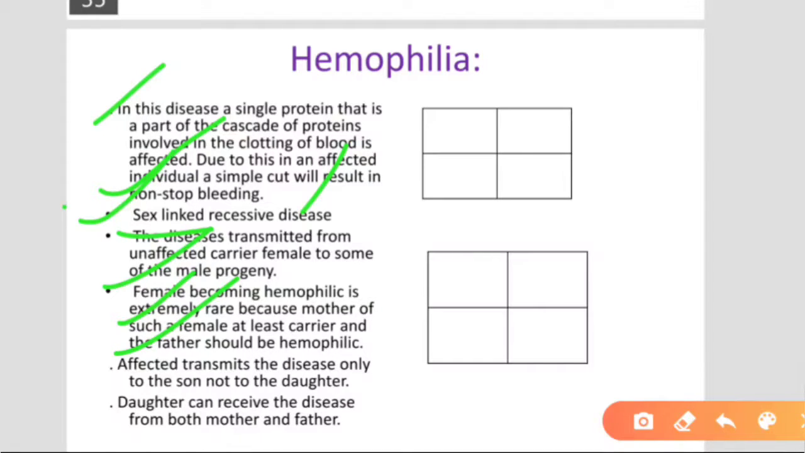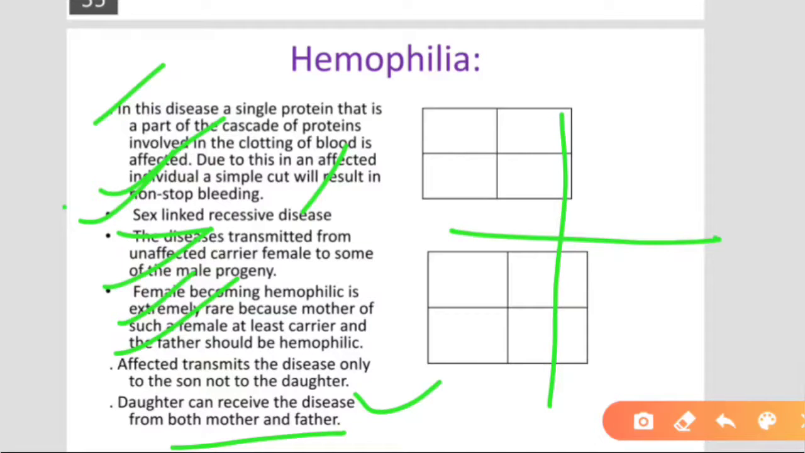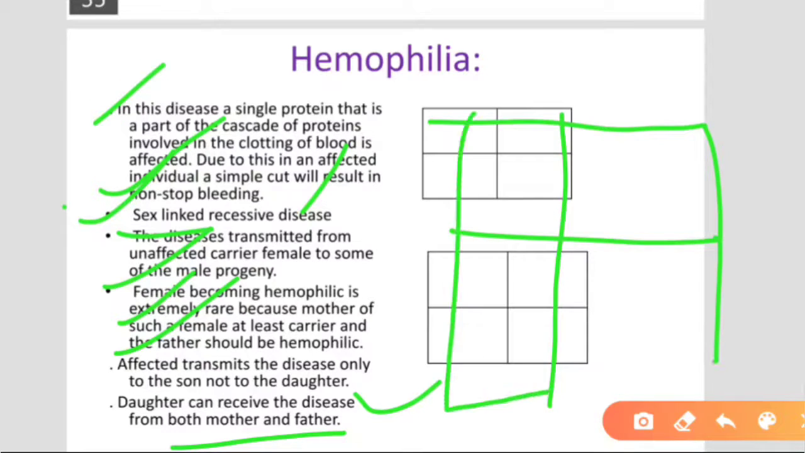Otherwise they are carriers. An affected male transmits the disease only to the son, not to the daughter. A daughter can receive the disease from both mother and father. Now we can perform a Punnett square for two different situations. The gene of the hemophilic disease is present on the X chromosome.